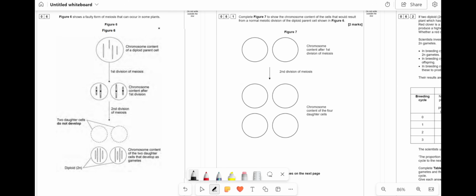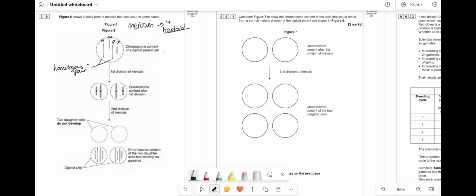Figure 6 shows a faulty form of meiosis that can happen in some plants. So meiosis, remember, is making four genetically different haploid cells. Here, the question has told you it is diploid. So this and this are homologous pairs. So that must be, I'm going to say, maternal and paternal. I know they don't really have mum or dad per se. So those are a homologous pair.